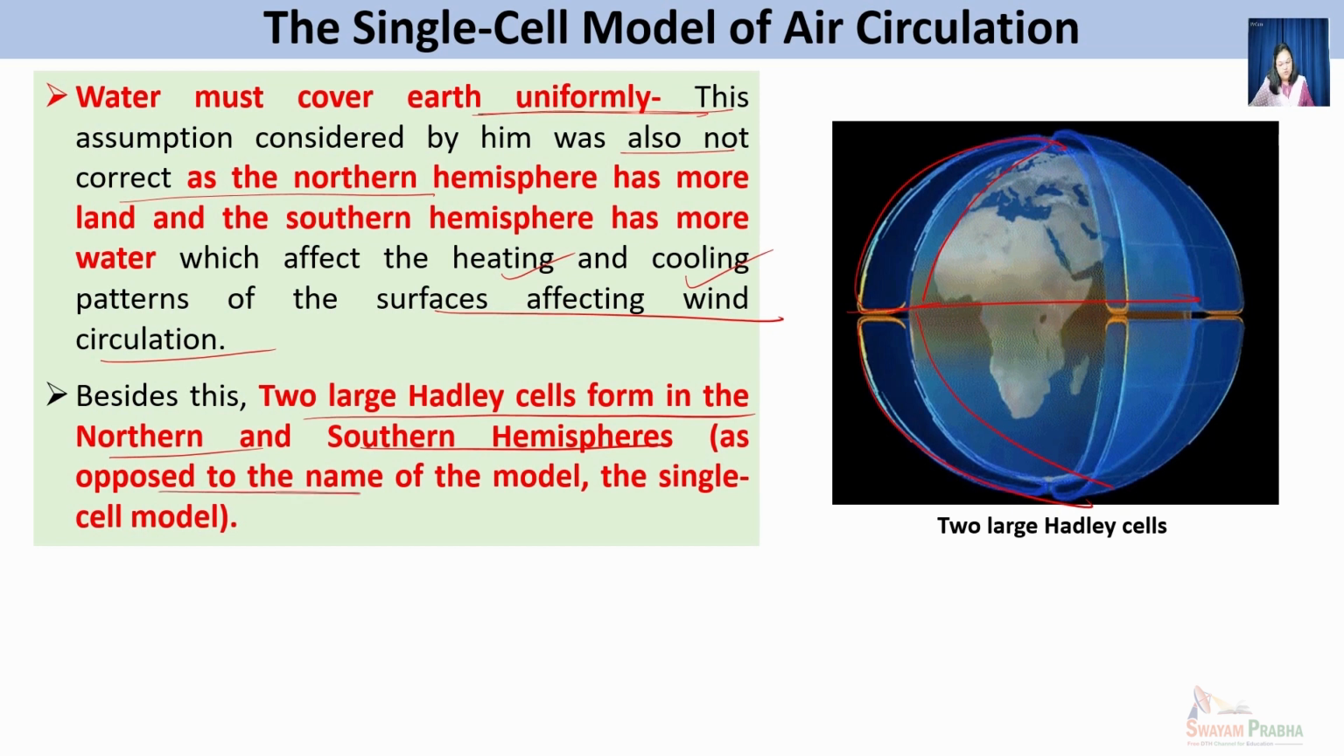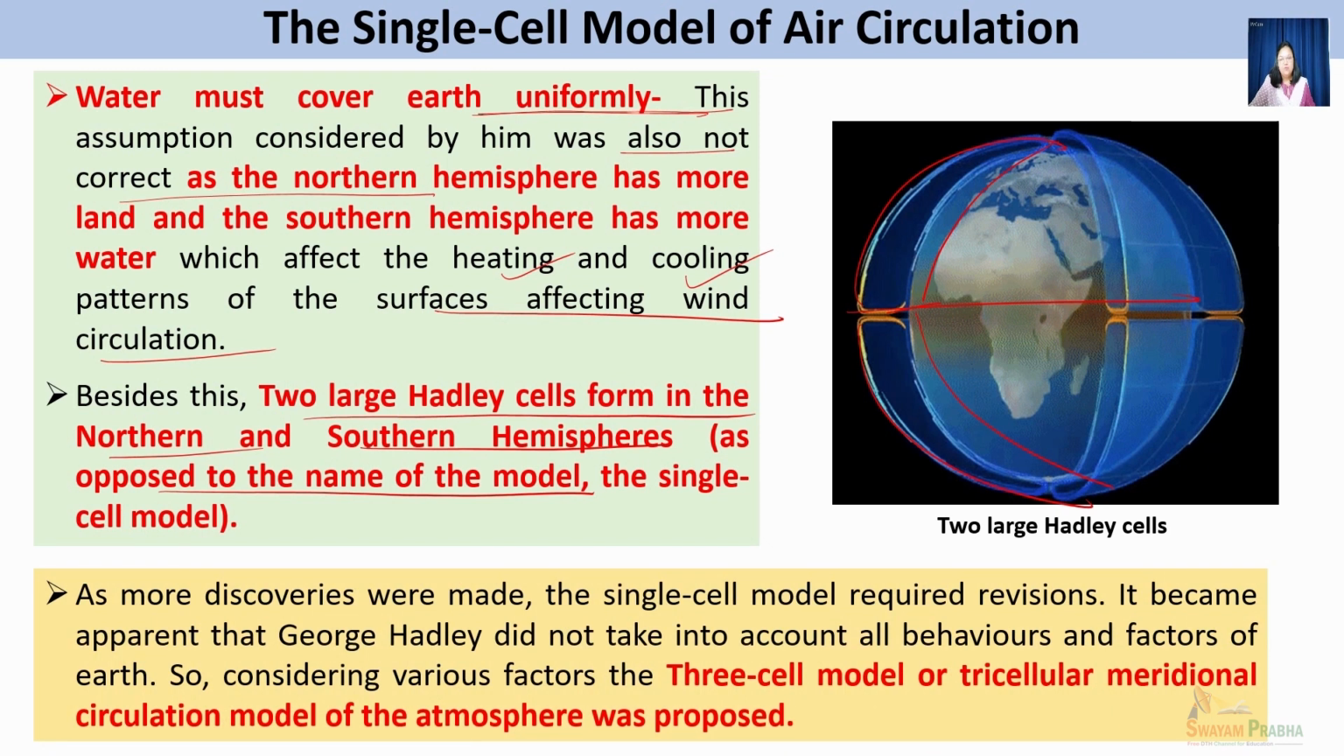So as opposite to the name of the model, the single cell model, we can see two large Hadley cells forming in both the hemispheres. So these were the criticisms of the single cell model.